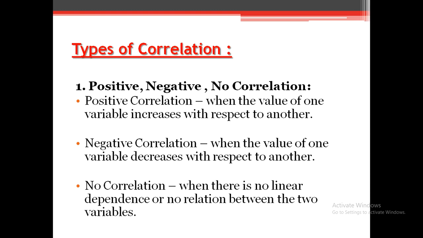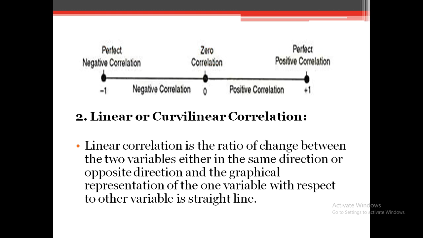No correlation means there is no relationship among the variables. The two variables are not at all related to each other. Such a relationship is known as no correlation. Generally the correlation coefficient lies between -1 and +1. If it is 0, then there is zero correlation, meaning there is no correlation. If it is from 0 to +1, it is a positive correlation, and if it is from 0 to -1, it is a negative correlation. If it is +1, then the two variables are perfectly positively correlated, and if it is -1, they are perfectly negatively correlated. So these are positive, negative and no correlation.